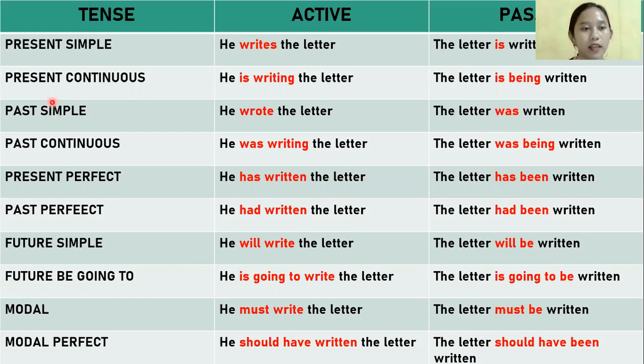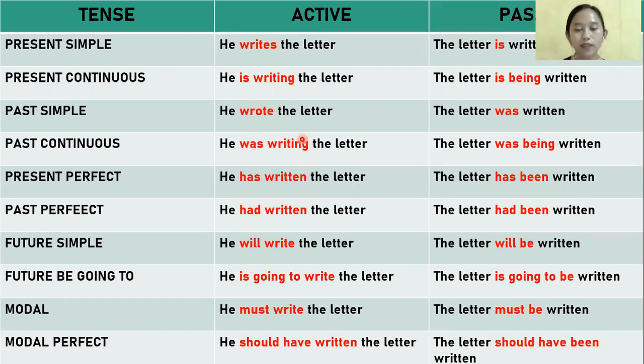Okay, next example, present continuous. He is writing the letter. Remember, verb ing is continuous, right? And we want to turn it into passive. The letter is being written. It's still continuous. So it's not the letter is writing. No, the letter is being written. We put be verb plus ing because here it's continuous form.